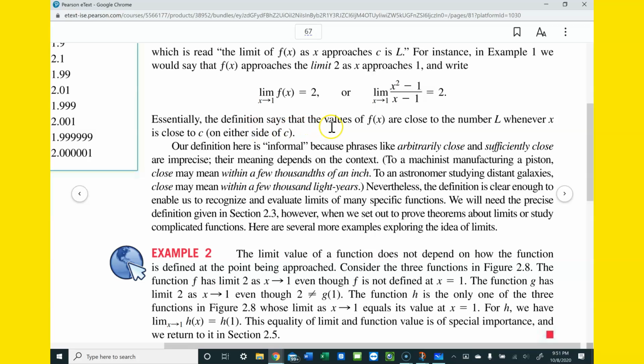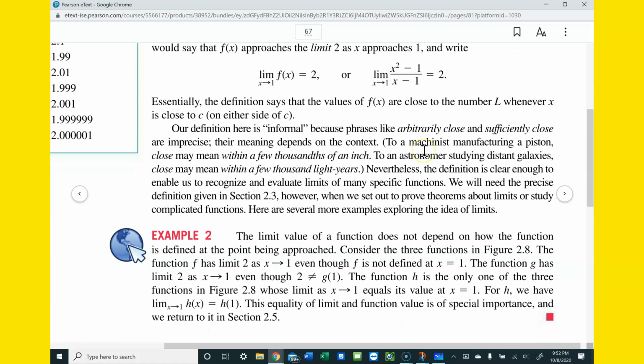Essentially, the definition says this, that the values of f of x are close to the number L whenever x is close to c, on either side of c. So if you go a little bit to the left of 1, it's going to be a little bit below 2, or if you go a little bit to the right of 1, it's going to be a little bit above 2. If you boil it down, this is a good, simple way to think about it. This function value is close to this limit L, which in this case is 2, when x is close to this value c, which in this case is 1.